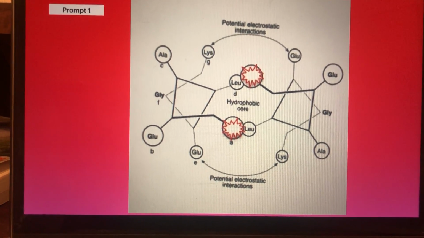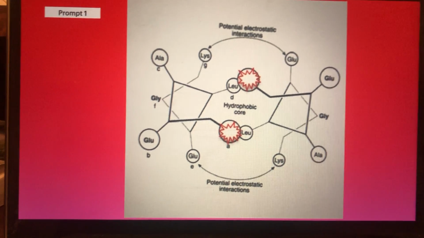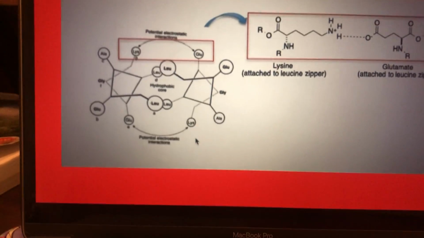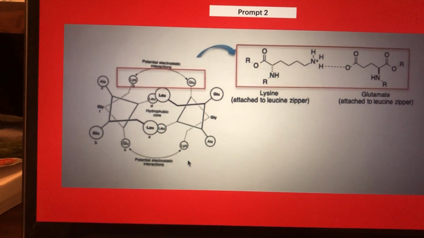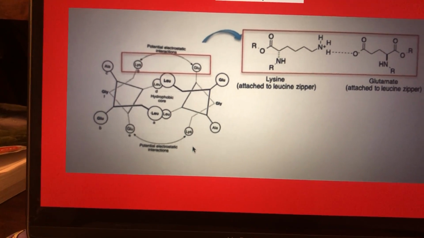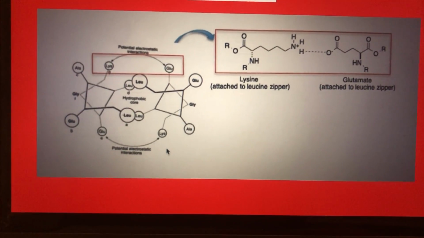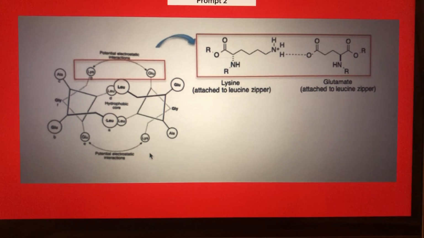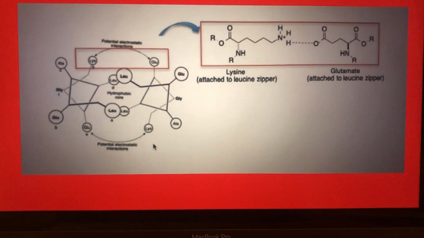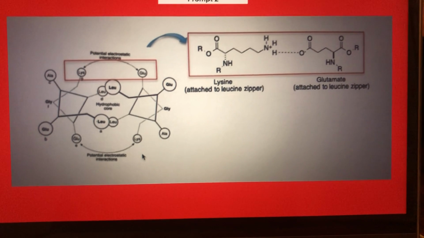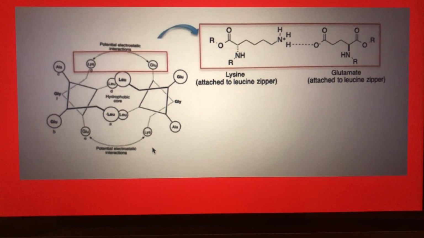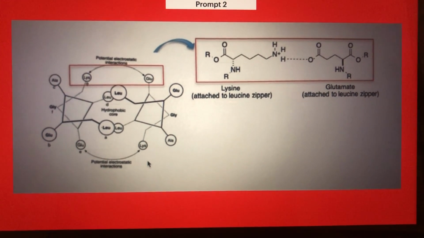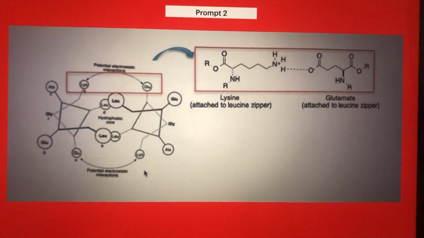The last prompt he wanted us to talk about was what we could replace the lysine and glutamate ions with in this picture, in those top two. My thoughts were to replace the glutamate for sure with aspartate, and to replace the lysine with either arginine or histidine. With this, I looked at the side chains again. Aspartate is in the same category as glutamate, in that they are both negatively charged amino acids with acidic side chains that are negatively charged as well.